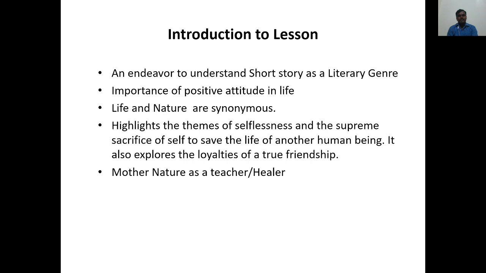Importance of positive attitude in life. After reading, or when we are reading the short story, we will understand the importance of being positive, always being confident, and having a positive outlook towards our life.